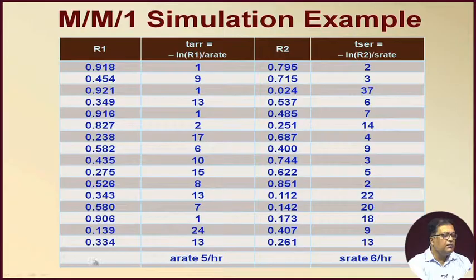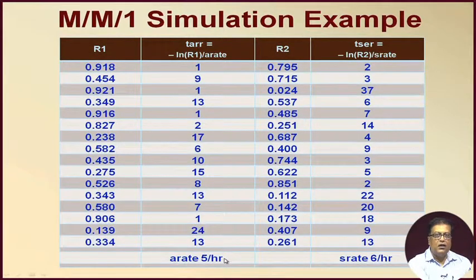Using them, we have been able to convert these random numbers into a series of exponential variates. Here one thing must be remembered: this A rate is 5 per hour. So 5 per hour really means 12 minutes. The inter-arrival time is basically 60 by 5.